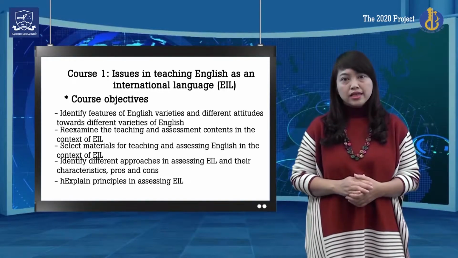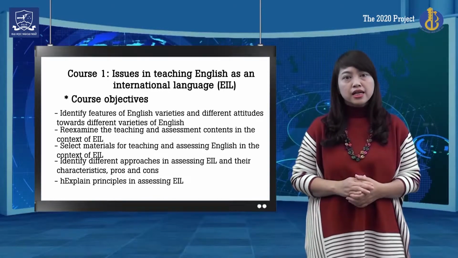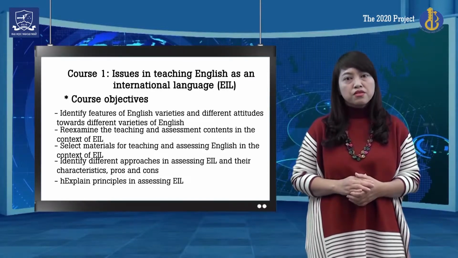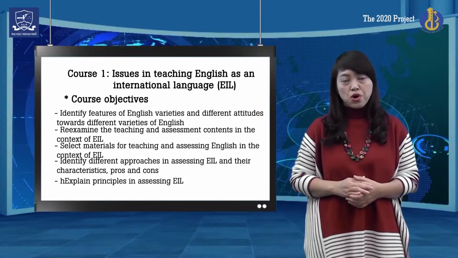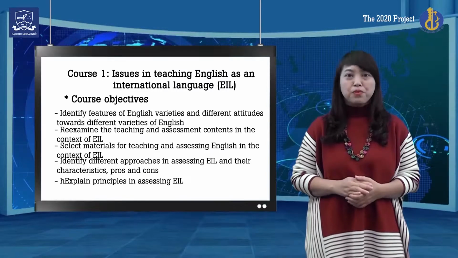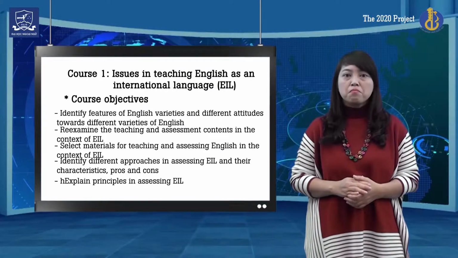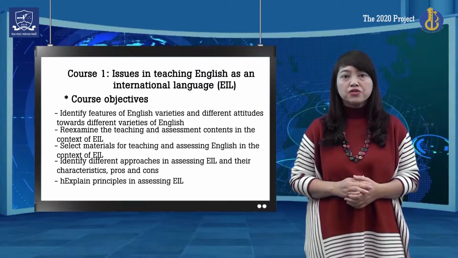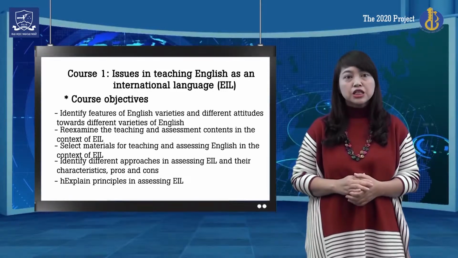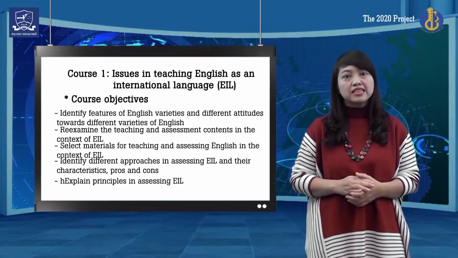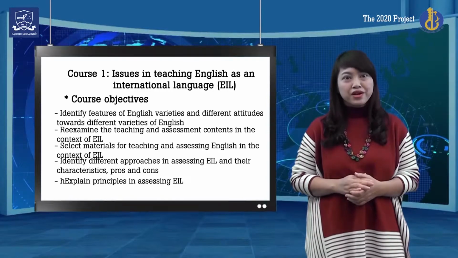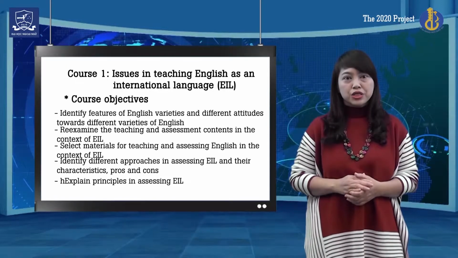In course one, Issues in Teaching English as an International Language, you are expected to know the features of English in the modern world. It sounds simple, but actually there are many new features that you don't know. Moreover, you will get to know the features of English varieties and different attitudes toward different varieties of English, such as Indian Englishes, Singaporean English, Canadian English.